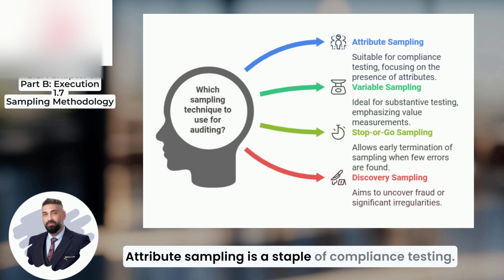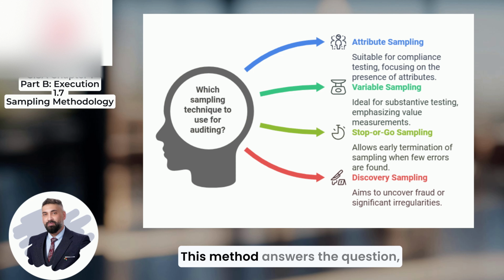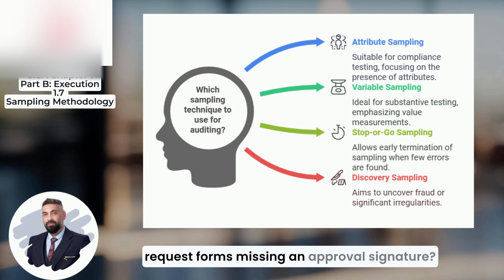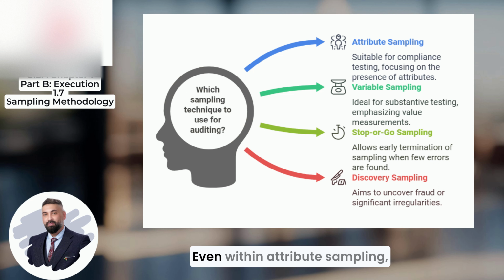Attribute sampling is a staple of compliance testing. This method answers the question, how often does something happen? For instance, how often are access request forms missing an approval signature? It's all about the presence or absence of an attribute, focusing on incidence rates. Even within attribute sampling, there are specialized techniques. Stop or go sampling. Think of this as a fast exit.